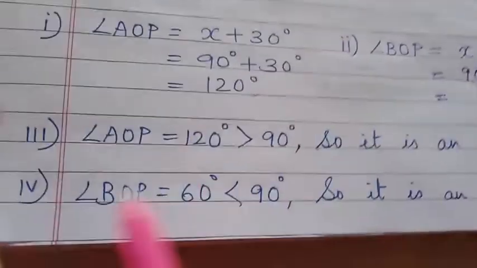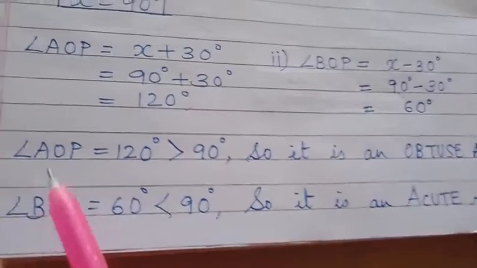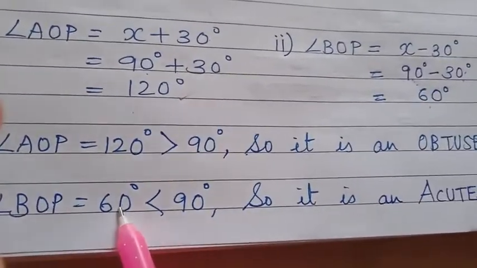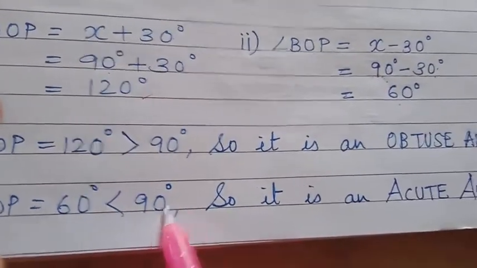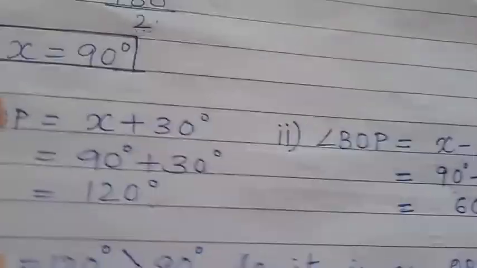And the fourth question is, which is the acute angle? Angle BOP is equal to 60 degrees, which is less than 90 degrees, so it is an acute angle. So all the four sub questions we have answered. Now the last question of this exercise we are going to see.